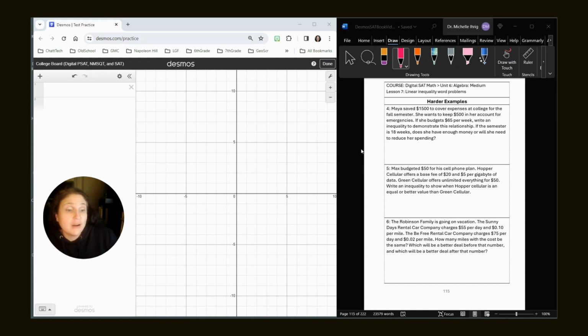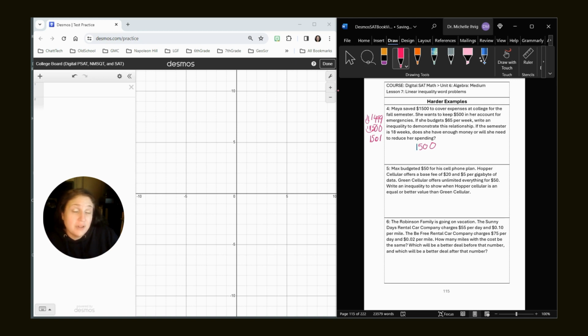So first we will write our inequality. So $1,500 is how much she has. Now, anytime we do inequalities, you know how I like to do this. Okay, so if she spends $1,499, is that fine? Does she have enough money to spend $1,499? Yeah, because she has $1,500. If she has $1,500 and she spends all of it, including keeping the $500 in her account, is that okay? Yeah, because that's how much she saved.